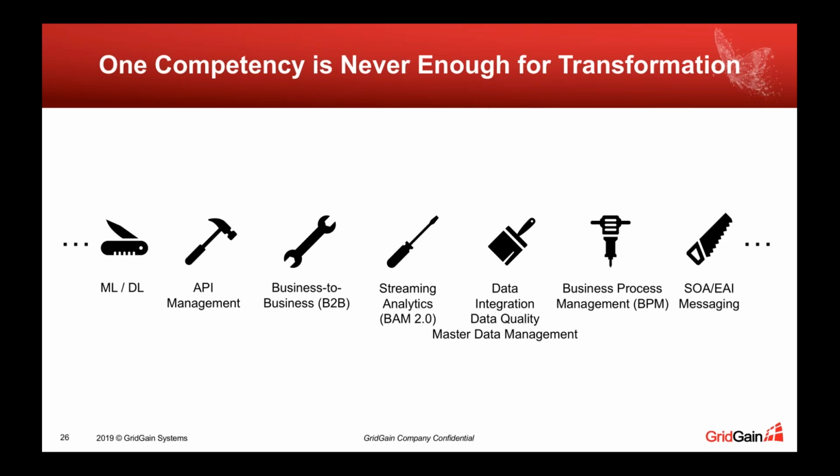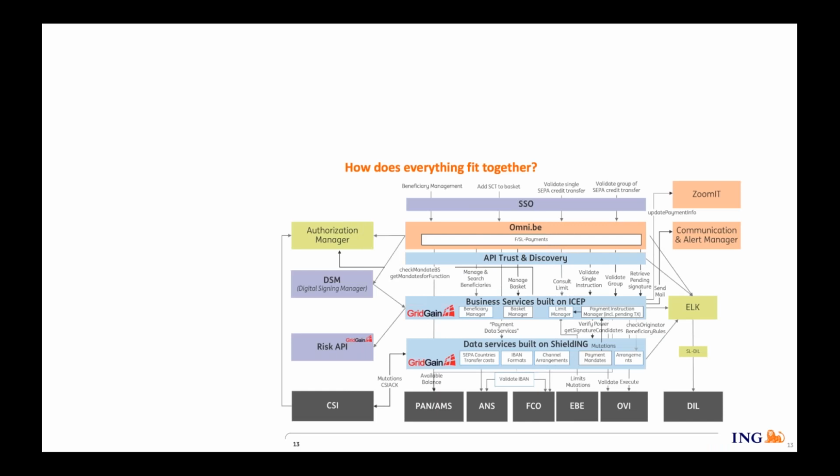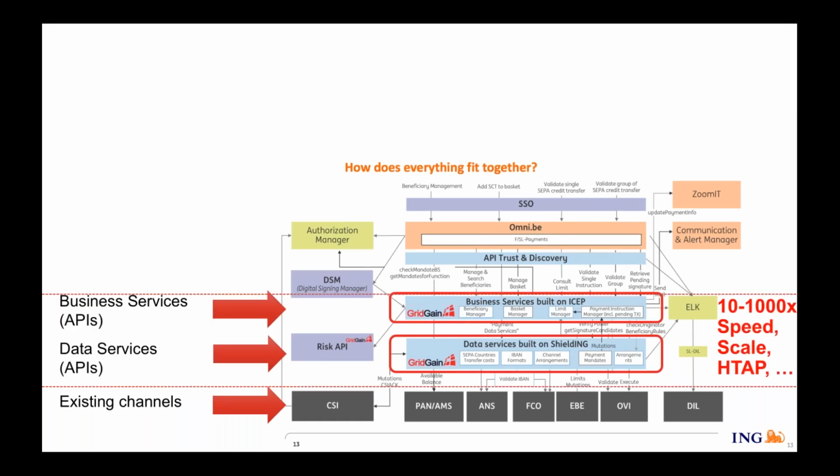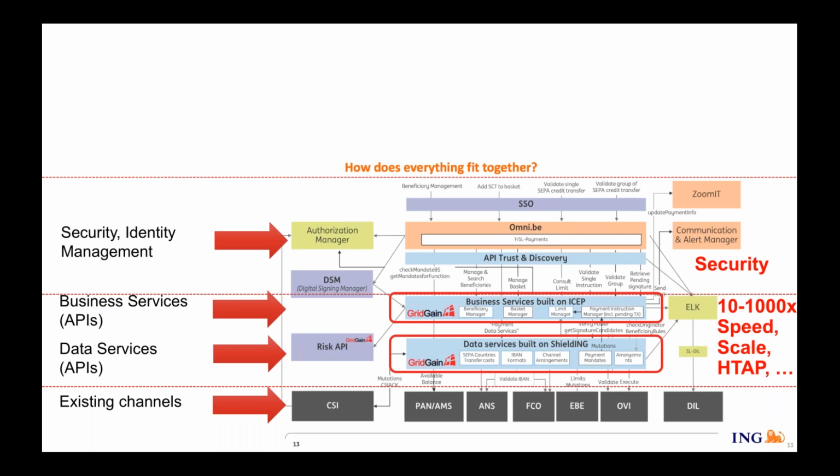You also need to be able to add things in over time, like machine and deep learning for analytics and for automation. So remember what you're trying to accomplish. Look at ING's example. On top of the existing channels, they actually built out 2 layers of APIs using not just API management, but they built them out to add the speed and scale. And then on top of that, they added a whole bunch of security and compliance.